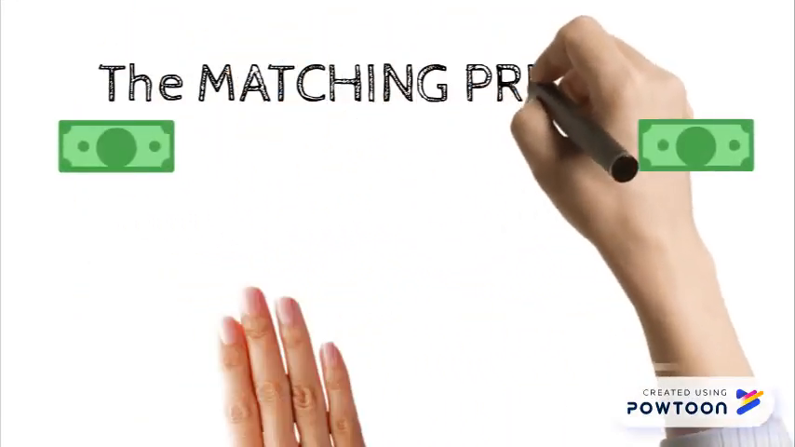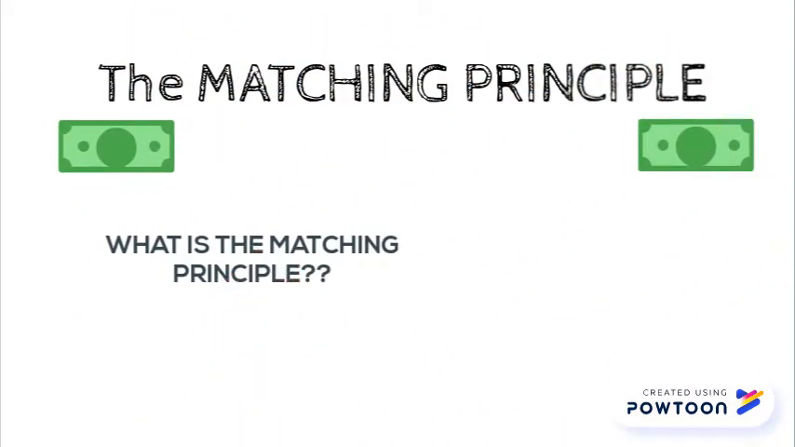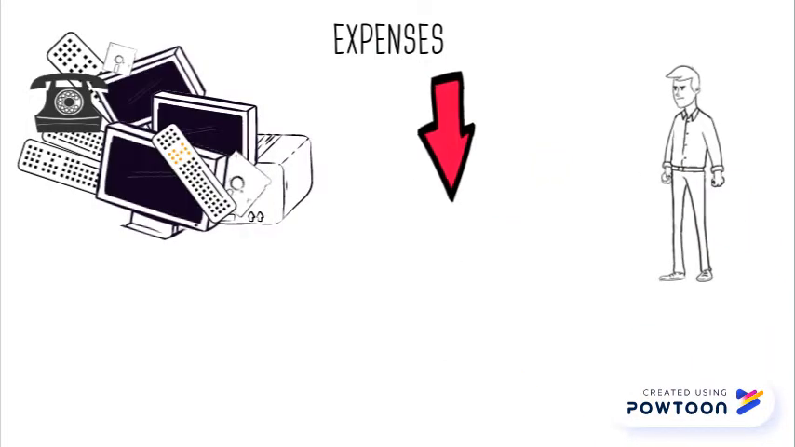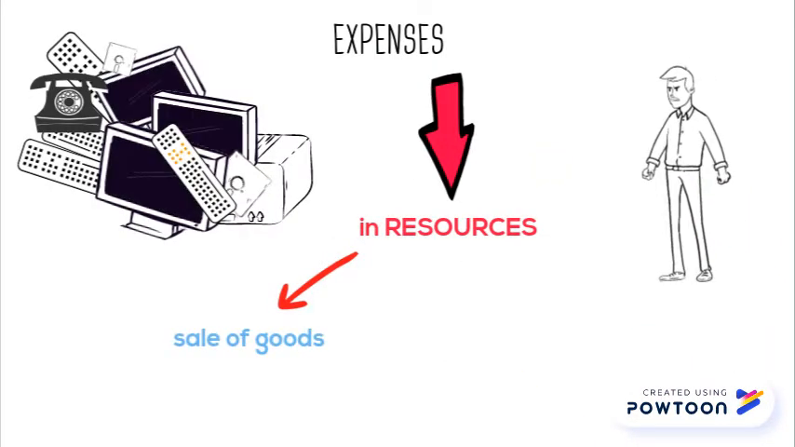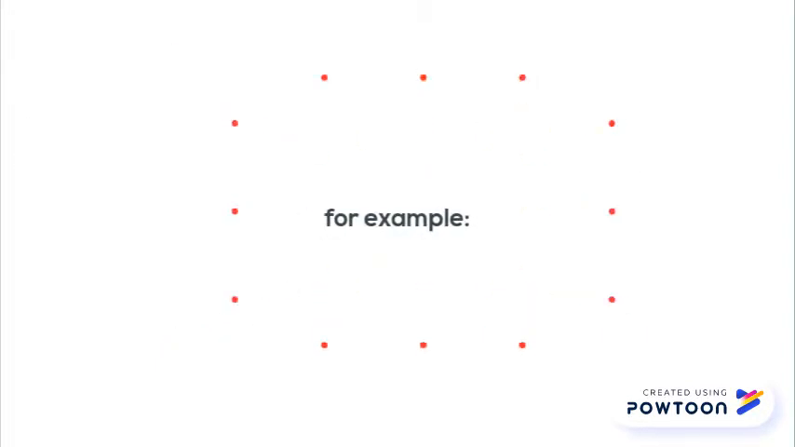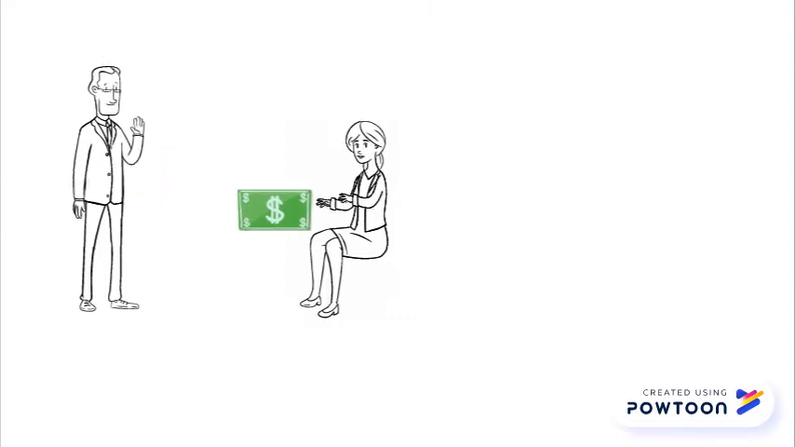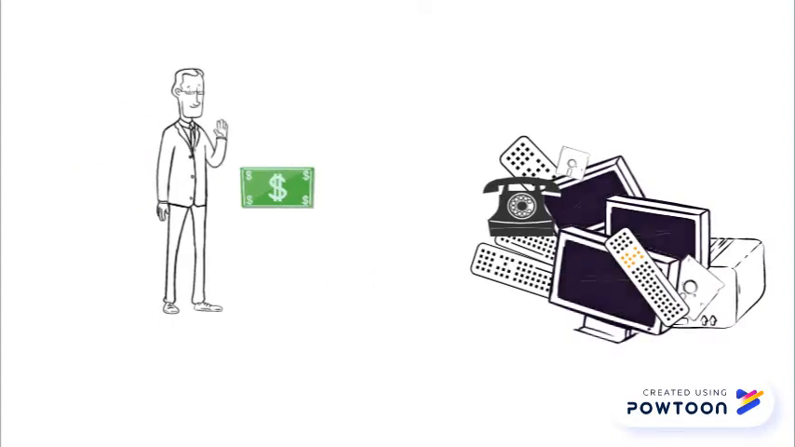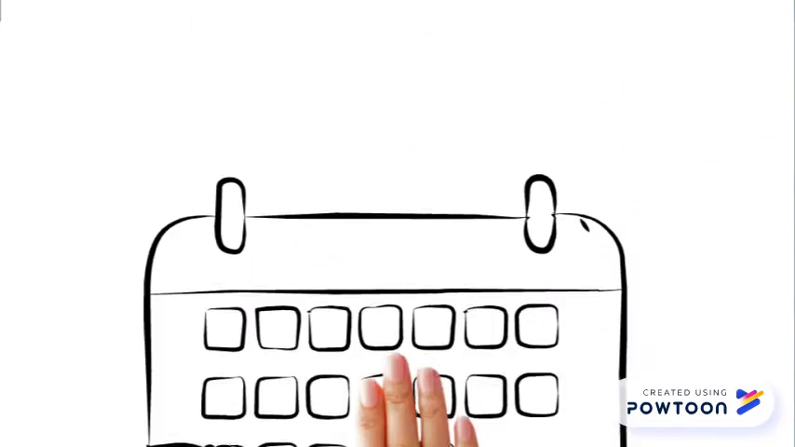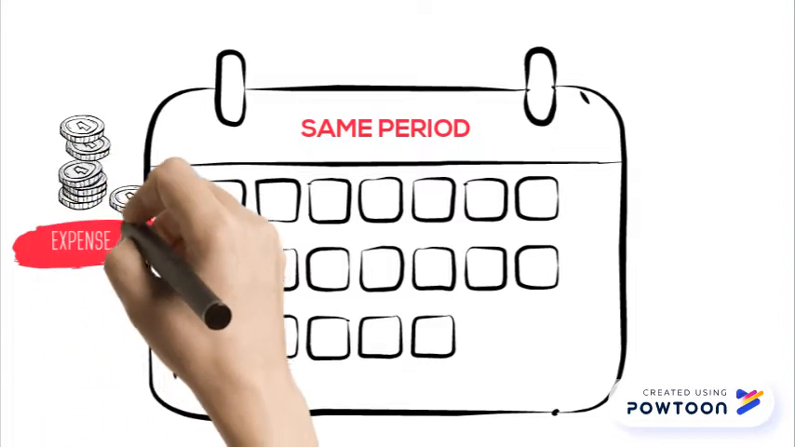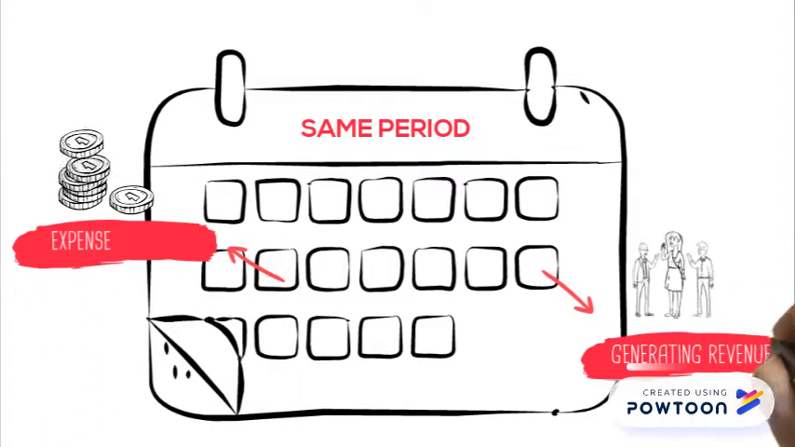The matching principle. What is the matching principle? Well, first, it involves expenses. Expenses are a decrease in resources resulting from the sale of goods or provision of services. For example, providing payment to your employees for their work or providing payment to another company for office supplies. The matching principle requires these expenses to be recorded in the same period when they are incurred to generate revenue.